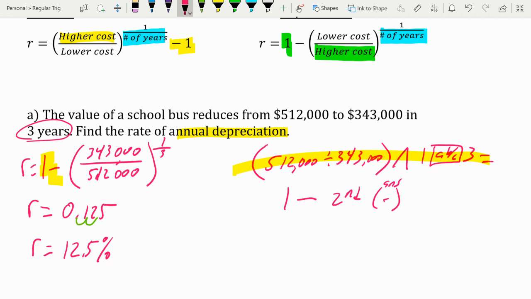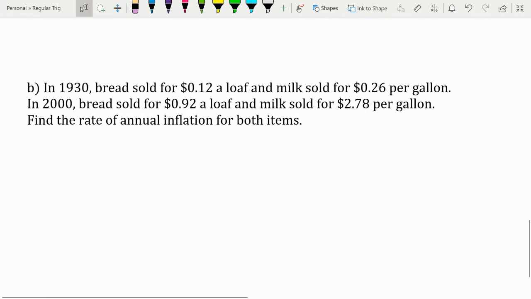So you got the idea. All right. Hopefully I don't screw this one up. All right. Part B. So I looked these numbers up, and these were just numbers on average. So in 1930, bread sold for 12 cents a loaf and milk sold for 26 cents per gallon. In 2000, bread sold for 92 cents a loaf and milk sold for $2.78 per gallon. Find the rate of annual inflation for both items.